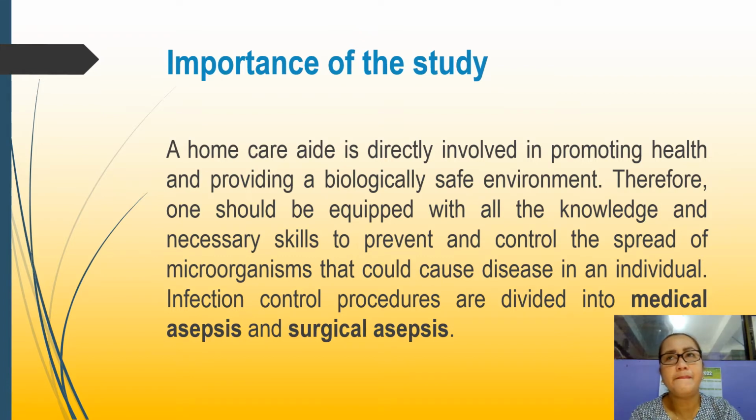So, why is it necessary to prevent the spread of diseases? Of course, because there are lots of ways wherein the disease or certain microorganisms will be transmitted from one person to another. And with the knowledge of their transmission and spread, we could prevent the occurrence of getting sick, right? Or infecting another individual. So we have two divisions of the procedures: infection control, the medical asepsis and the surgical asepsis.